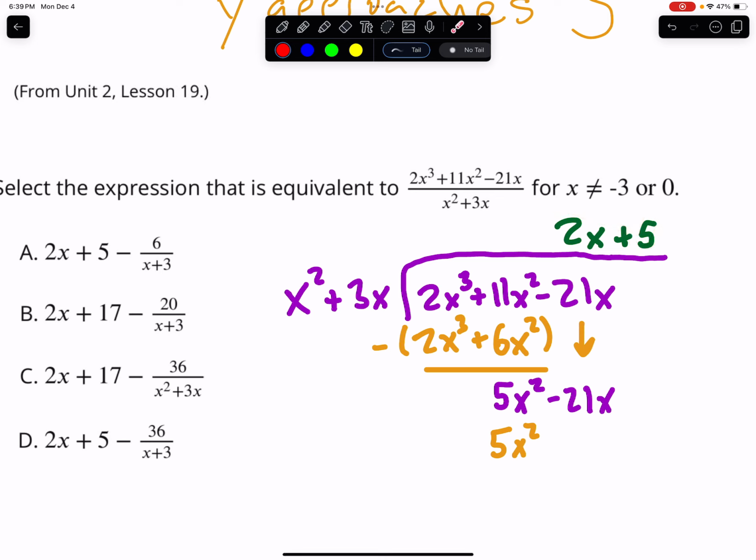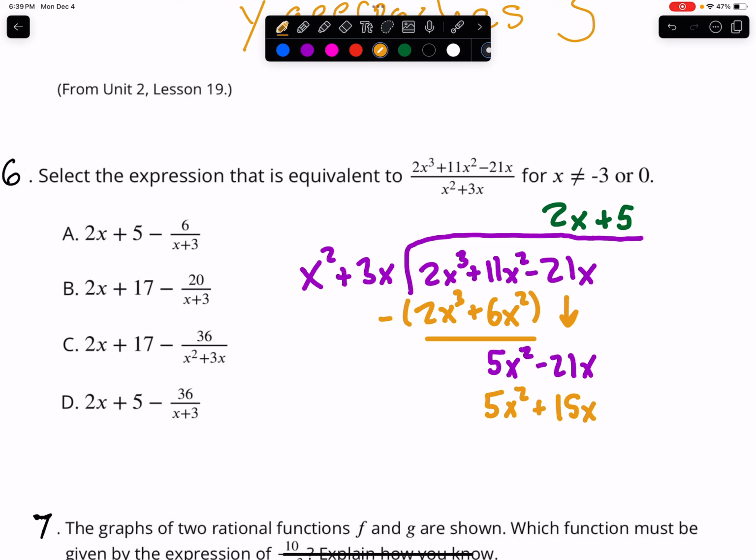So 5 times 3x is positive 15x. Wow. Okay. It's a big number. This is going to be interesting. We're subtracting all this stuff. Alrighty, the 5x squareds cancel out. I've got negative 21x. And do not forget, this minus is getting distributed over here. Minus 15x. So we're going to get some big negative number down here. Negative 36x.